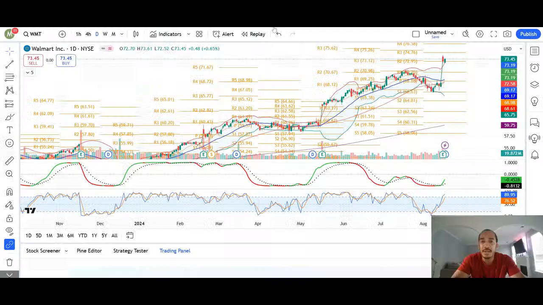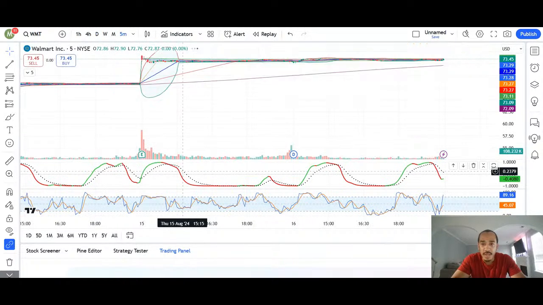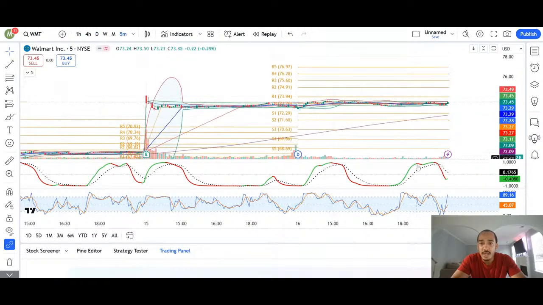So let me show y'all my other indicators that I like. The VWAP. The VWAP is very important. For some reason, when I'm on a daily chart, I never see the VWAP. So let me go to the 5 minute time frame so y'all can see what I mean. The VWAP is going to be these green lines that y'all see.